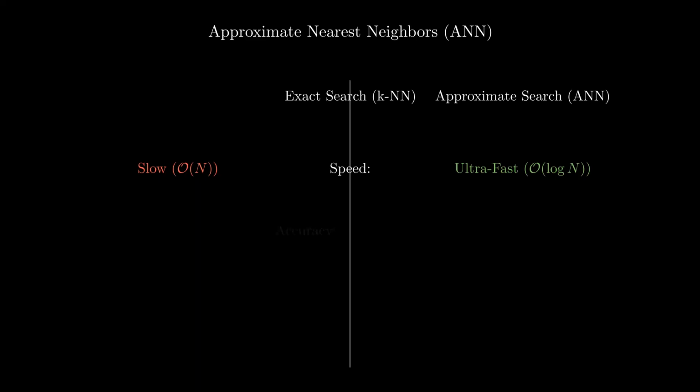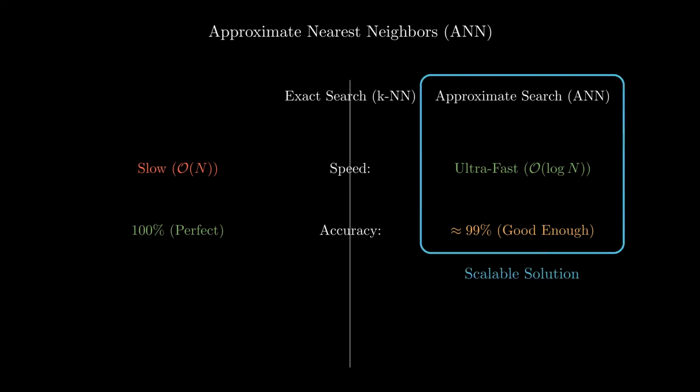But there is no such thing as a free lunch. Let's talk about accuracy. Exact search is, by definition, perfect. It will always find the absolute closest match. ANN is, well, approximate. It might miss the absolute best match in rare cases, giving us something that is 99% correct instead of 100%. Here is the reality of semantic search. For millions of documents, trading that tiny sliver of accuracy for a system that is 1,000 times faster isn't just an option, it is the only scalable solution. This is the power of ANN.